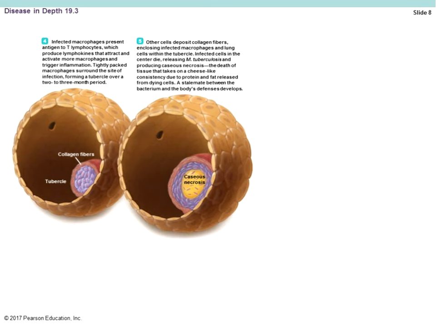Other cells can deposit collagen fibers to enclose the infection in the macrophage. Within the tubercle, the infected cells in the center of the tubercle are going to die, and as a result of them dying, they release the tuberculosis, and they produce necrosis, or the death of the tissue as a result. So then we have a point here where it's a stalemate between the bacteria and the body's own defenses that are happening.